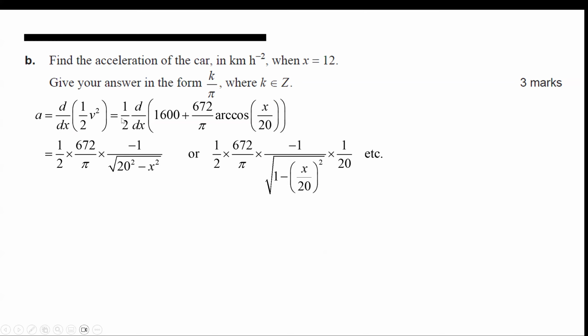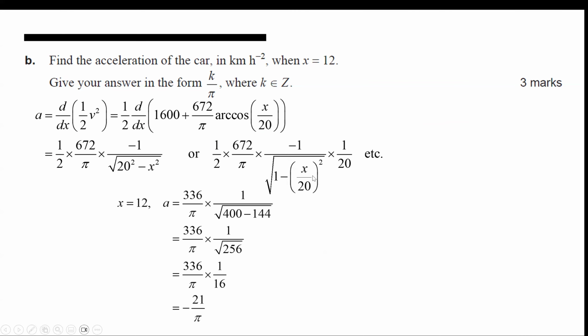So what I'm saying is you pull out the half, or you want to multiply the half to get an 800 plus 336 over pi, arc cos x over 20, that's fine. But to get the fully correct answer, you need a half, okay? Then half times 672 divided by pi times minus 1 over root 20 squared minus x squared. So you will see the relevant differentiation formula on the formula sheet, okay? So you have to correctly apply the differentiation here.